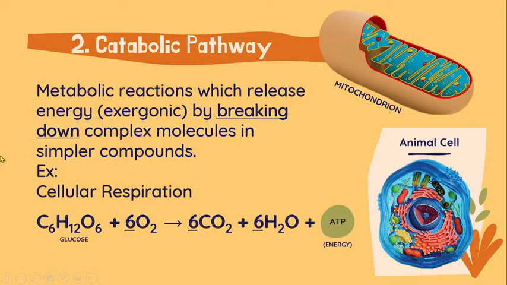Now the second one is again the opposite of the first one. It's the catabolic pathway, where metabolic reactions release energy. Therefore, they are exergonic by, you guessed it, breaking down complex molecules into simpler compounds. This happens in cellular respiration, and we can see that we have our glucose molecule here, and we break it down to simpler compounds like carbon dioxide, water, and ATP.